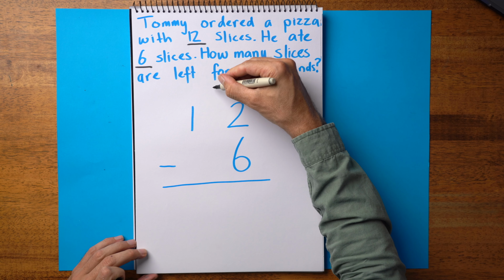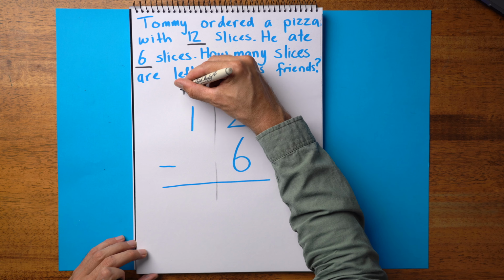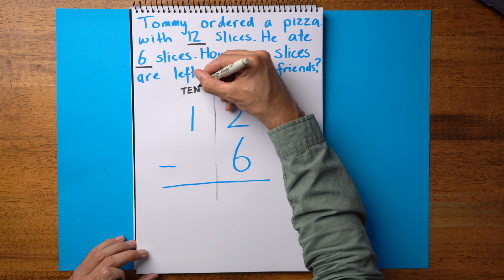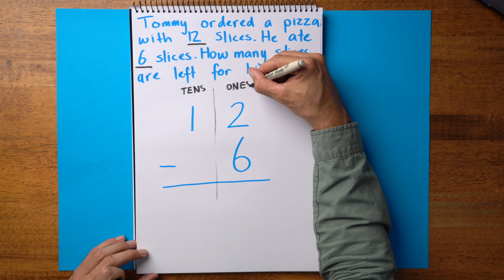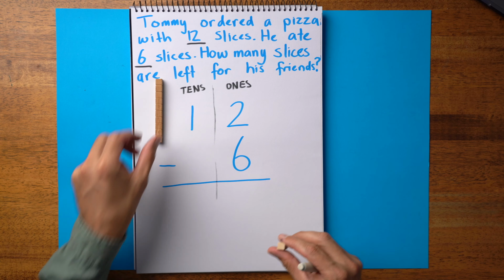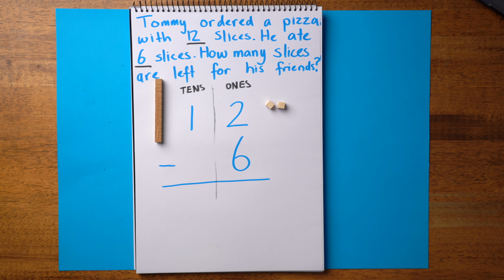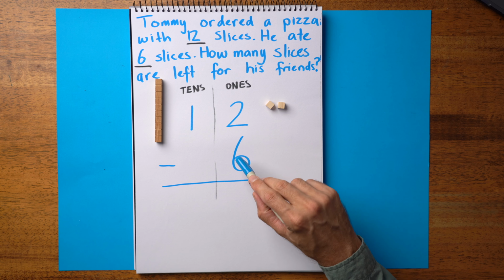Once again, I've got an imaginary line down here. 10s on this side, 1s on this side. If I made my number 12, it would look like this: 1 10 and 2 1s. As we always do with subtraction, we're going to start with the 1s first. I've got 2 1s, take away 6 1s.